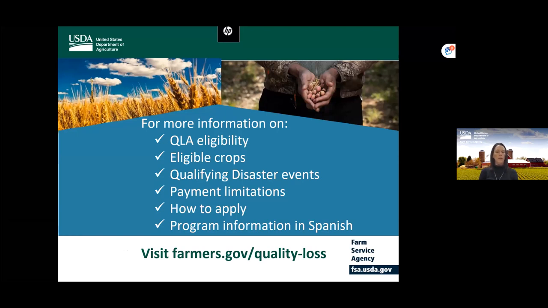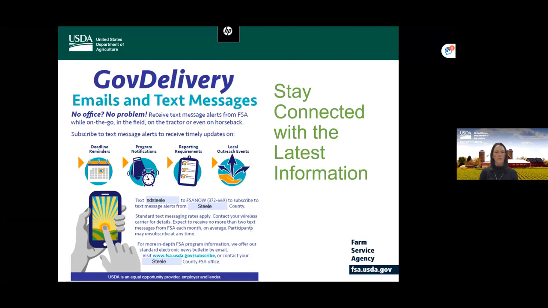For any additional information on the program, you can visit farmers.gov/quality-loss. We also encourage you to sign up for Gov Delivery. This slide just has how you can do a text message to get that information.